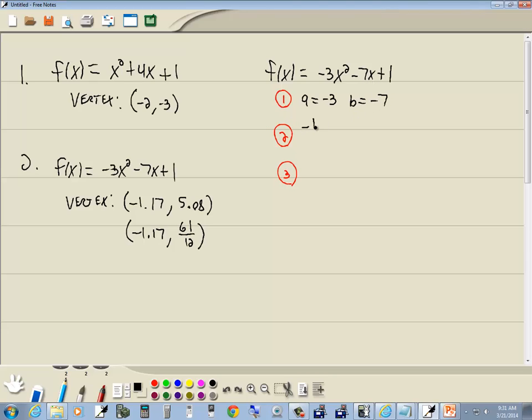Then our second step is we want to plug those values into -b over 2a. So we're going to have -(-7) over 2 times -3. Now negative times negative gives you a positive, so that's 7, and 2 times -3 is -6. We then want to plug that back into our original function.